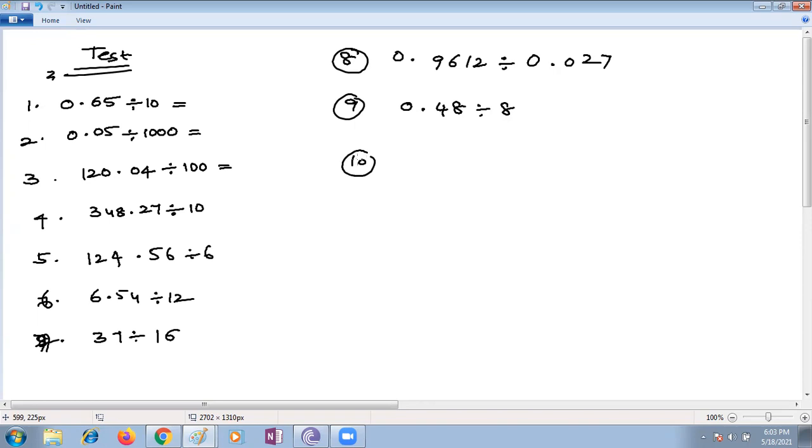And the 10th one, 22.5 divided by 1.5. Now these 10 bits, please complete it and put it in the chat box. I am continuously watching the chat box. If you have any doubt in this, please let me know. Put IDK so that I can help you.